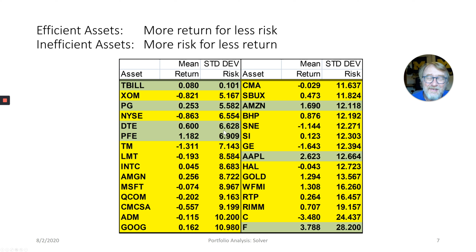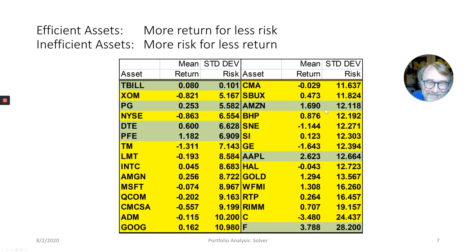Detroit Edison is good, right? Compared to Procter & Gamble, it went from 5.5% risk to 6.62% risk. Risk went up a bit, but also the return went up a bit, right? So that's a good thing. Same thing for Pfizer. Toyota Motor, nope, risk went up, but return went down. So that's inefficient. And so all these in yellow are inefficient.